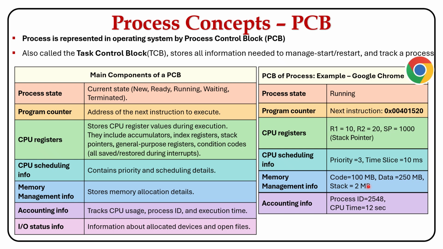Next comes accounting information. Here, it keeps track of resource usage. It shows details such as the process ID, that is 2548, and the CPU time used, which is just 12 seconds. Finally, we have I/O status. This shows the input and output devices being used by Chrome. In this example, keyboard and mouse are active. We can see that the keyboard is active and the mouse is also active. The network is connected because Chrome is accessing the internet.